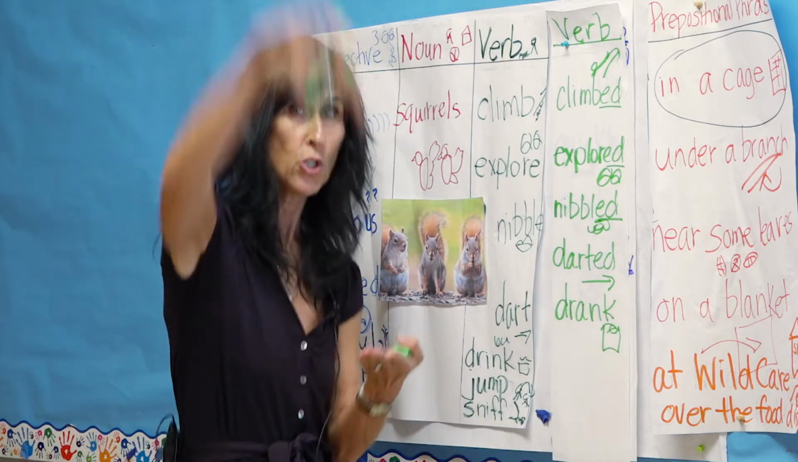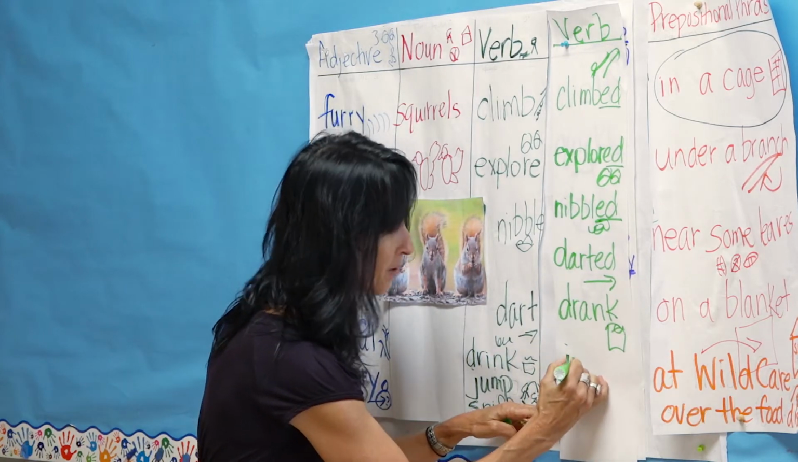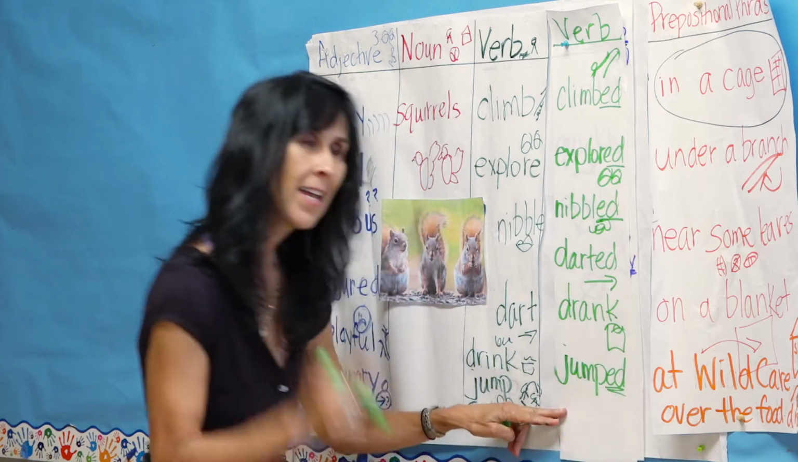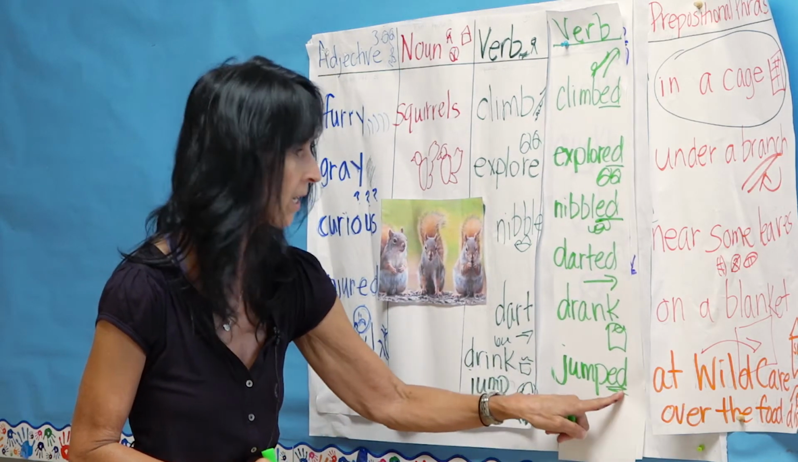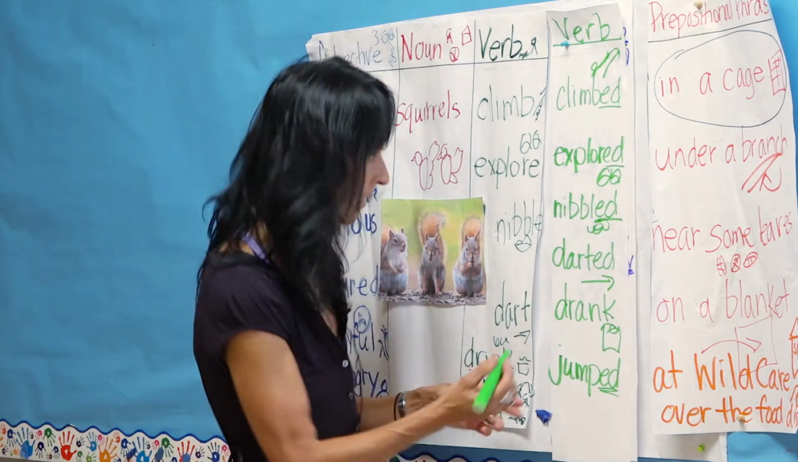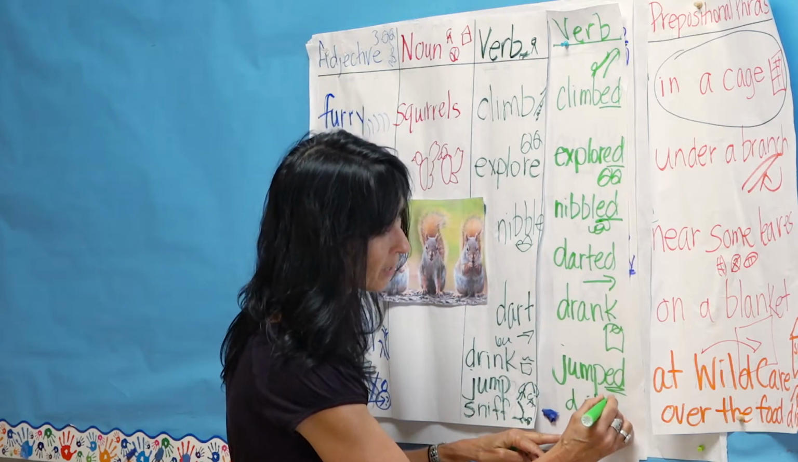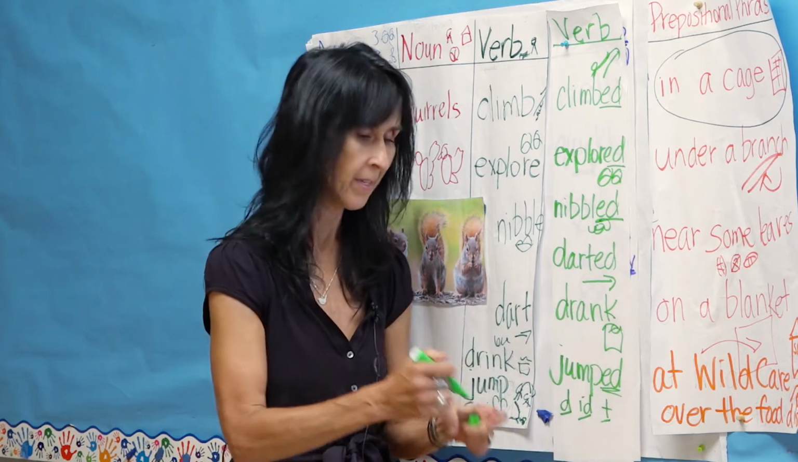Today squirrels jump. Yesterday squirrels, say it with me, jumped. And I hear a different sound at the end of this word, jumped. Because sometimes the suffix ed can say d, sometimes it can say id, and sometimes it can say t. That's a really tricky thing about this suffix.